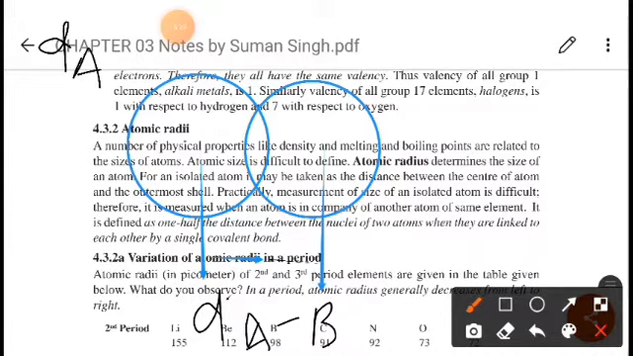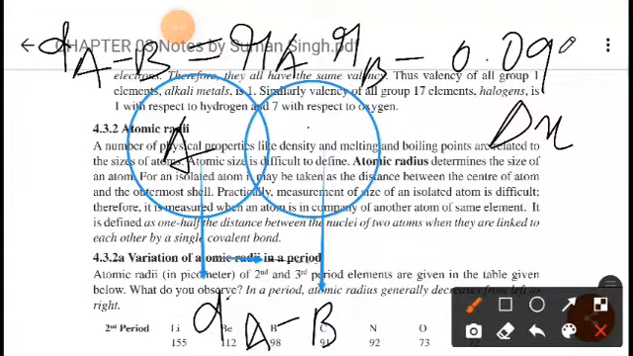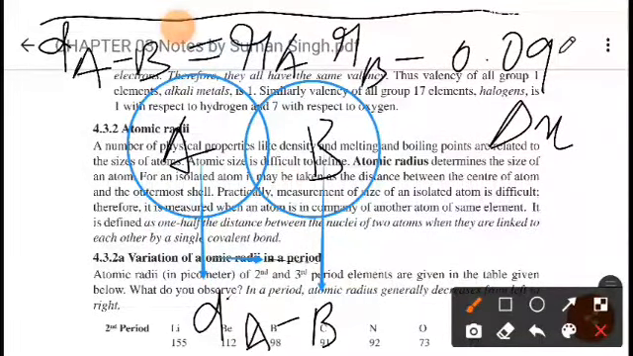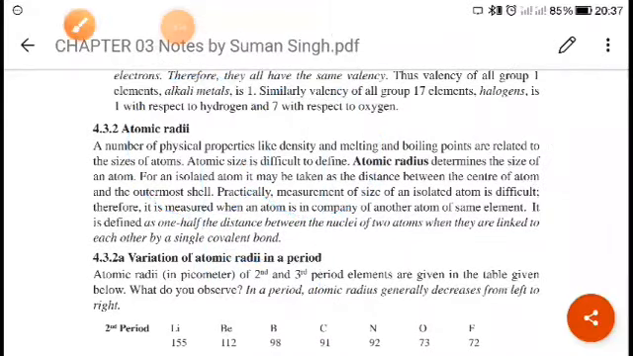d A-B is equal to rA plus rB minus 0.09 delta x. Delta x here is the electronegativity difference. We will discuss what electronegativity difference is. Suppose this one is A and this one is B. To find the covalent radius of heteronuclear diatomic molecules, we will use this formula. I hope you have understood what heteronuclear diatomic molecules are.